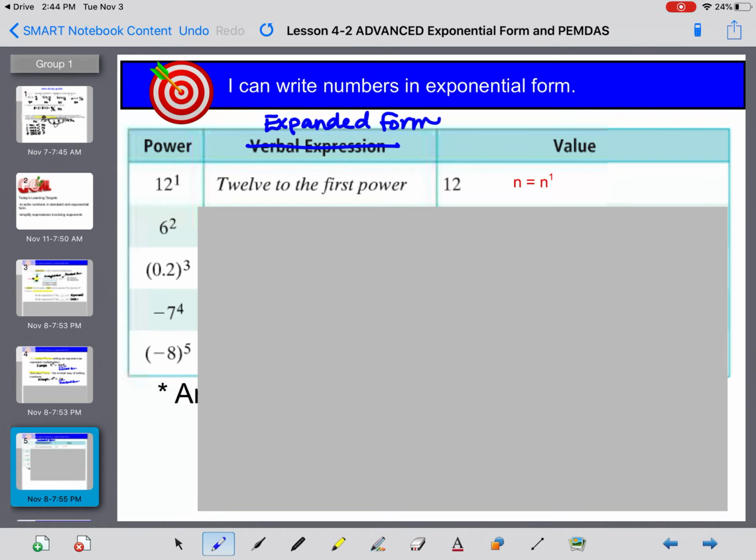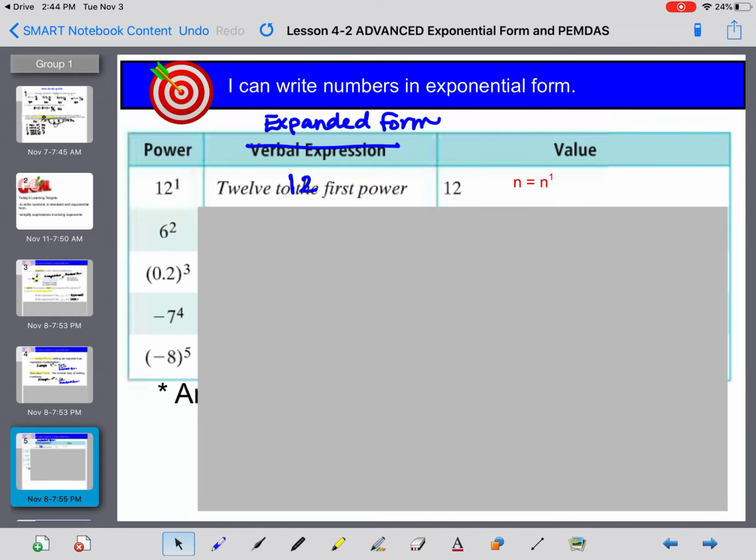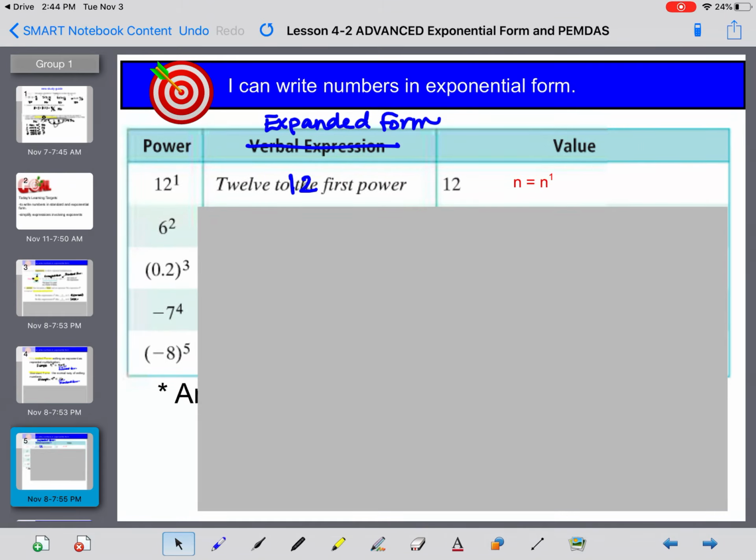So expanded form would be 1/12. Okay, the next one is n. Oh, and the value is 12. And then n is the same as n to the 1st. So this is expanded, and your expanded form is the same as your standard form.